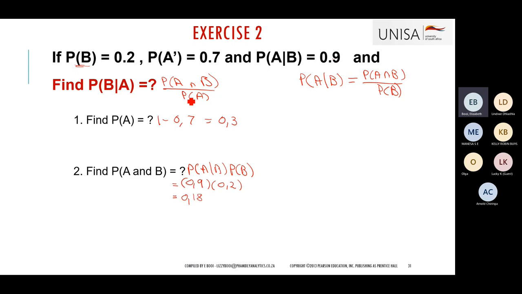Now I have the probability of A and B, and I have the probability of A. I can find my probability of B given A. I'm not going to rewrite the formula again because we have it there. The probability of A and B, which is 0.18, divided by the probability of A, which is 0.3, is equal to 0.6. Any question? Any comment? Any query?